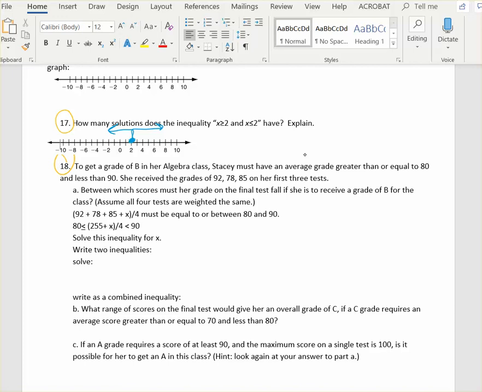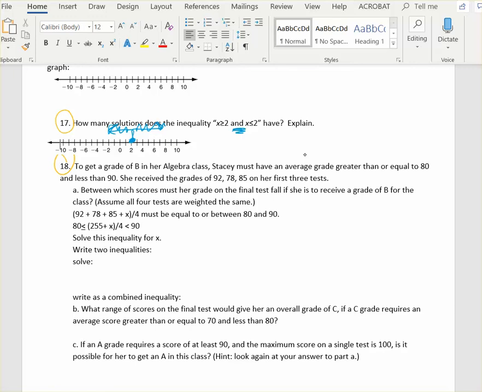But the solution for an AND inequality is only the points in between those 2 points, the 2 endpoints, and there isn't any. However, there is one solution on this graph. These would not be included because it doesn't work for both parts, but there is one solution. So you need to say how many solutions there are and what that solution would be.